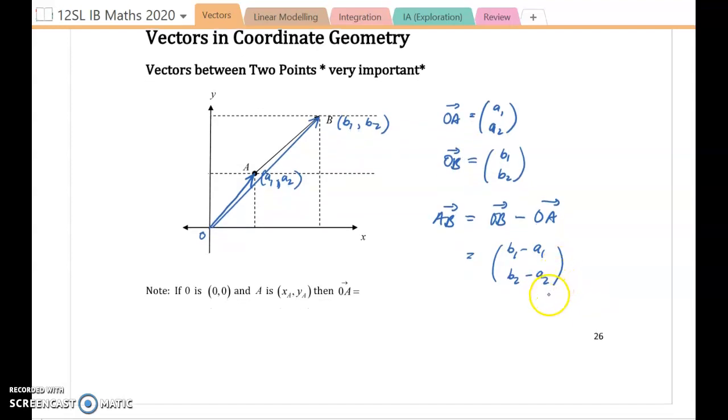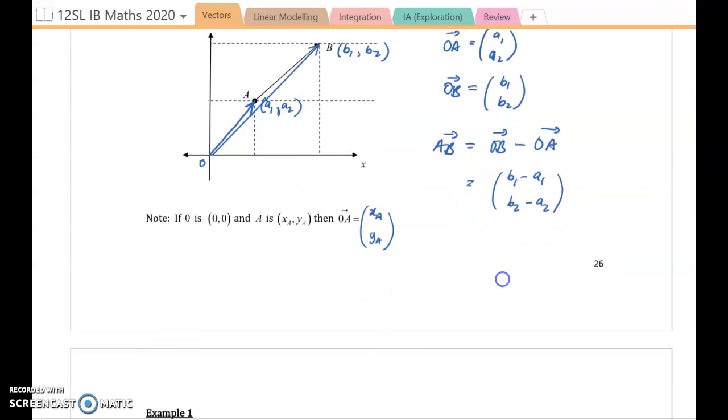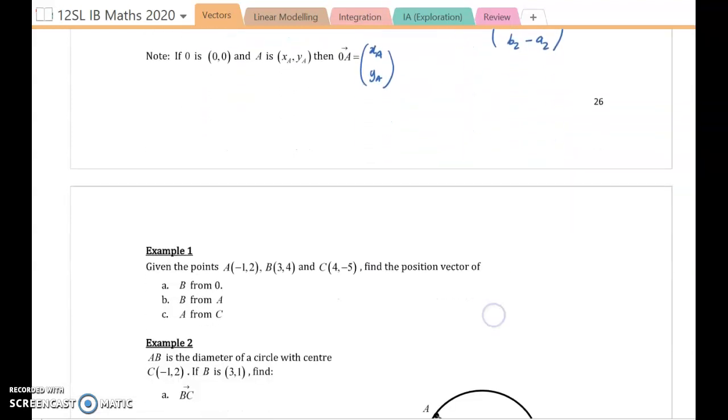So in short, it's essentially the second letter minus the first letter, B minus A, B minus A, okay? As a short example here, if I wanted OA, A is second, so it'll be XA minus 0, which is XA, YA minus 0, which is YA, okay?